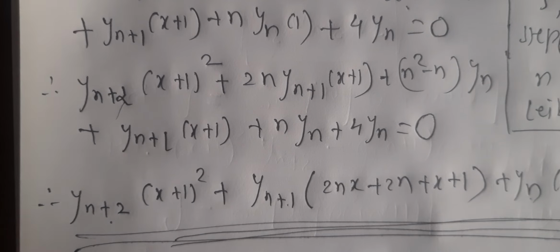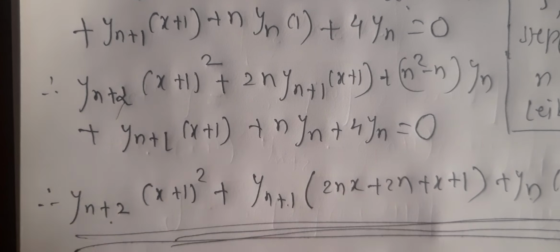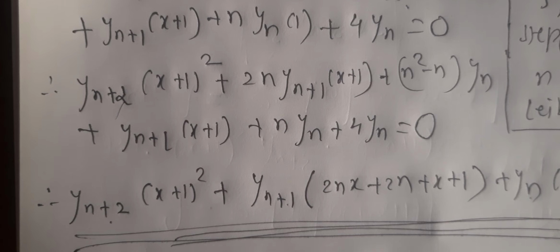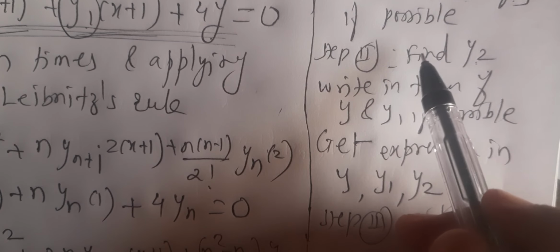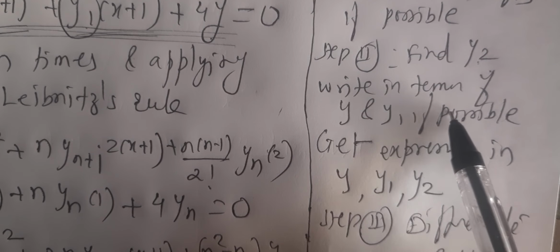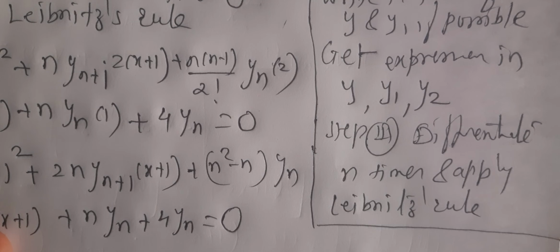Now if the expression is in terms of up to yn plus 1, yn plus 2 and say yn plus 3. So if we want yn plus 3, so obviously here I told you find y2, we'll have one more step, find y3 and then differentiate n times and apply Leibniz rule, because if you have y3, after differentiating n times, you are going to get yn plus 3.